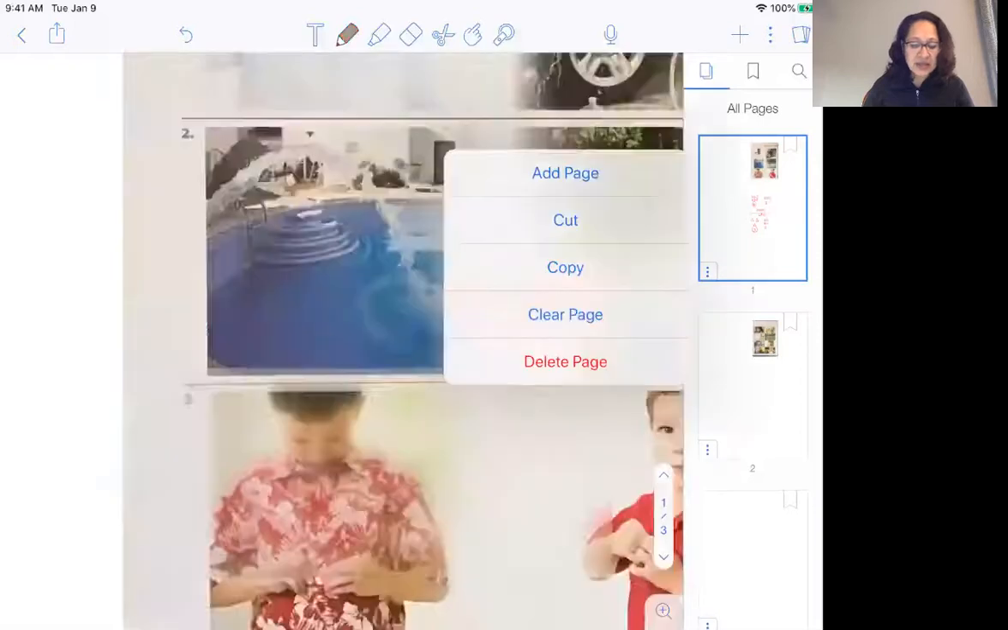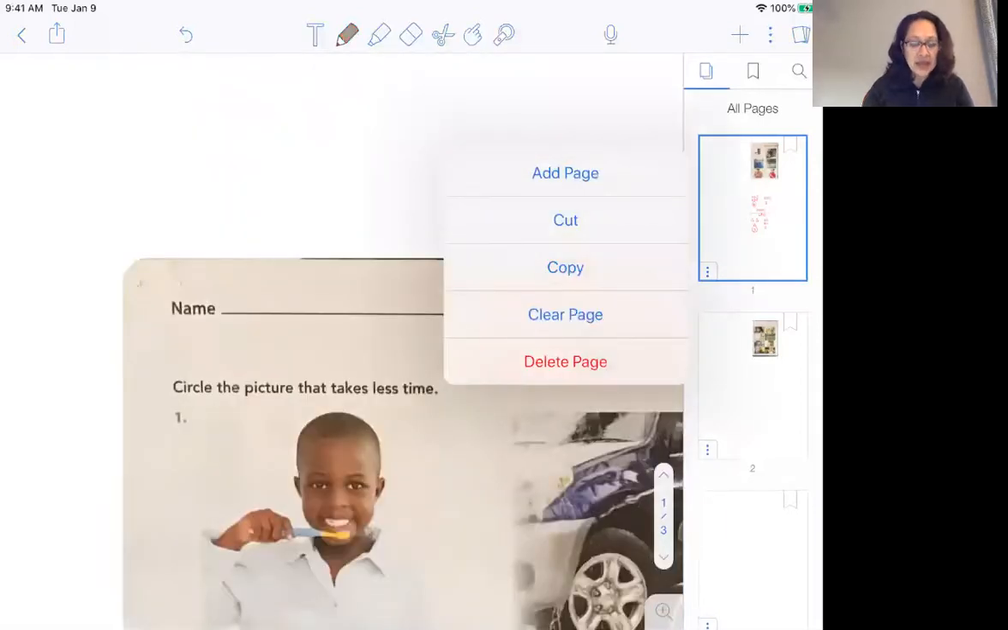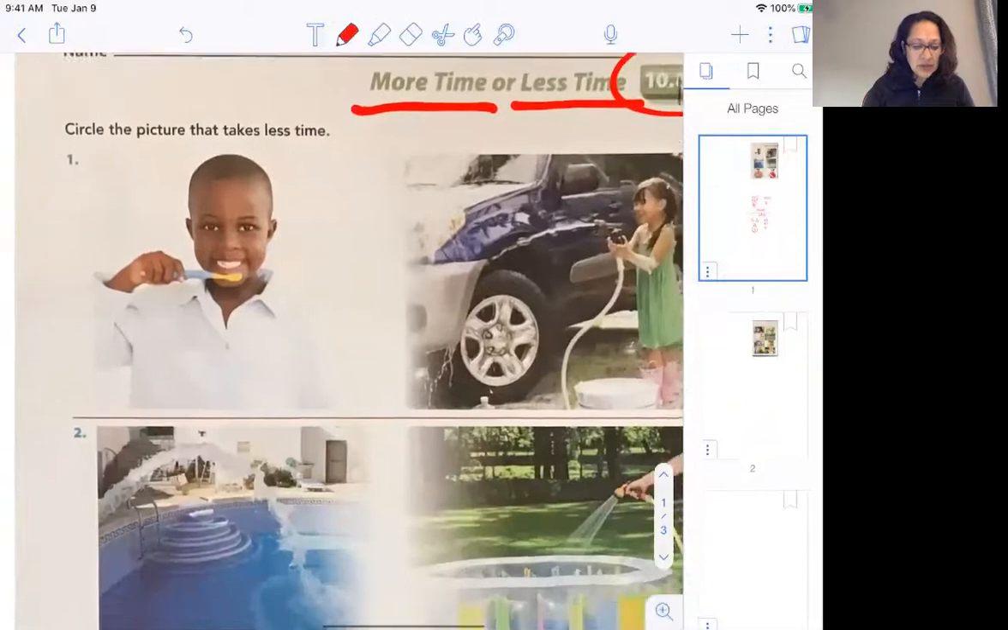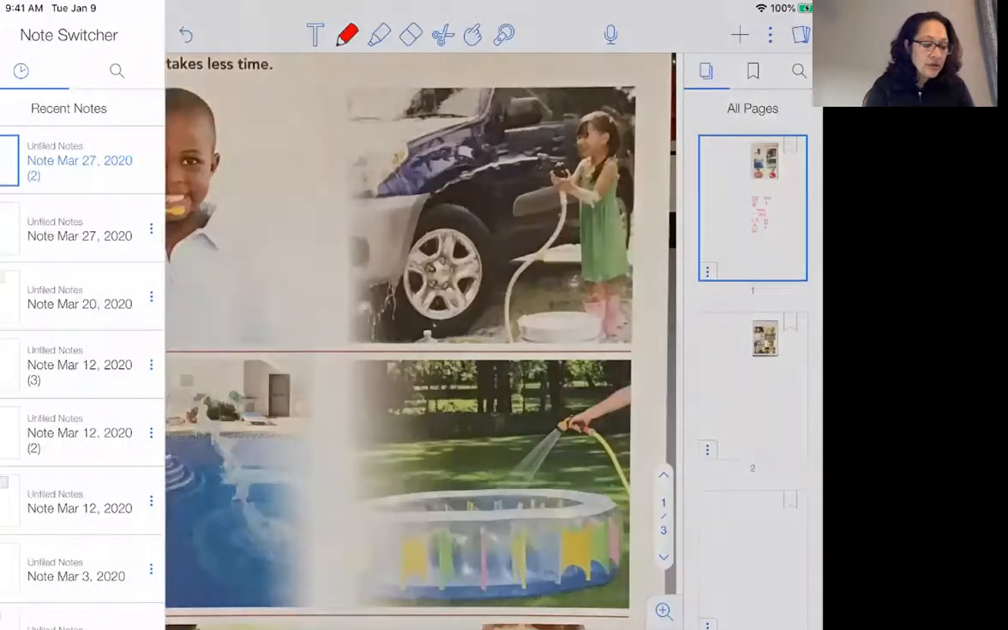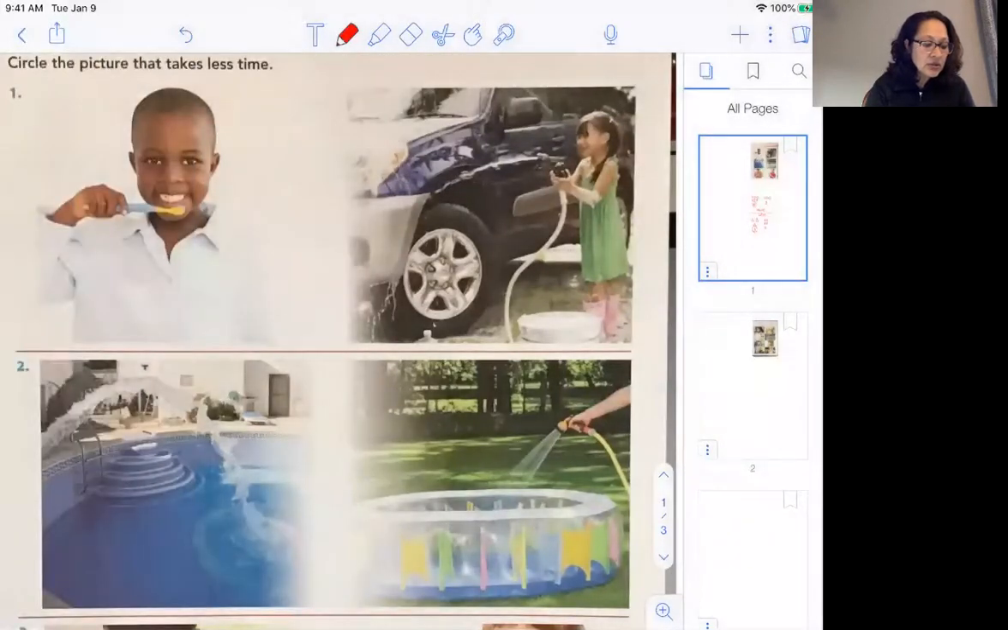So again, let's begin with our paper. And here we go. Put it up here. And we're going to read the directions together. All right? So let's go to the top where the little boy is brushing his teeth. It says circle the picture that takes less. You see that? So we're talking about less. So let's just underline the word less there. L-E-S-S. You see that? Okay.